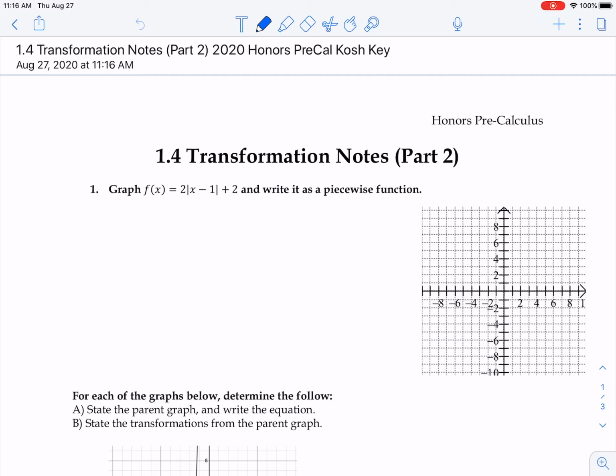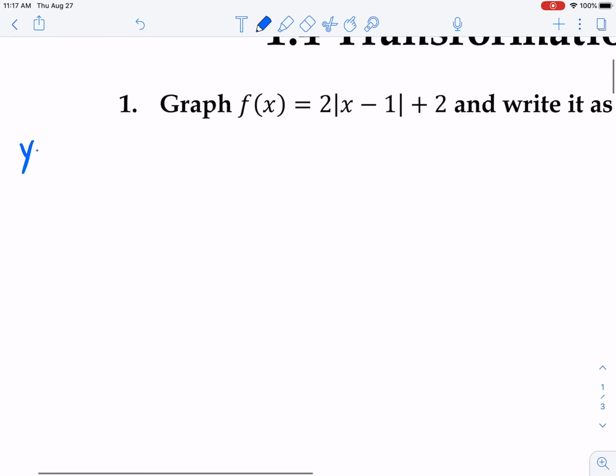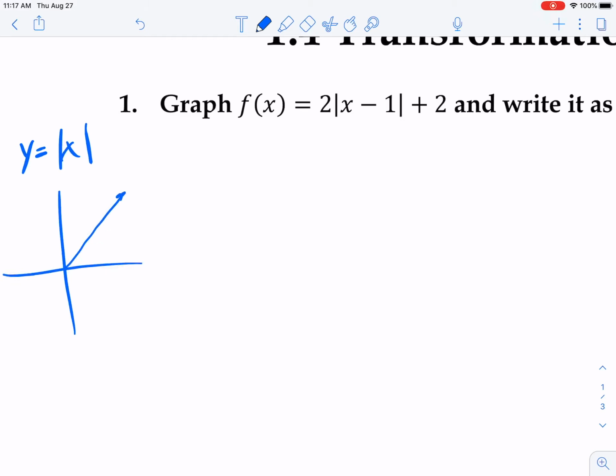They're asking us to graph this absolute value function, and then write it as a piecewise function. One way we can think through this is that we've got the parent function, y equals the absolute value of x, which looks something like this, where we've got a slope of positive 1 and a slope of negative 1. Now we can take that and start transforming it. It's going to have a vertical stretch of 2, and then it's going to go right 1 and up 2.